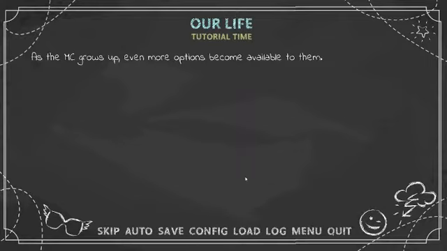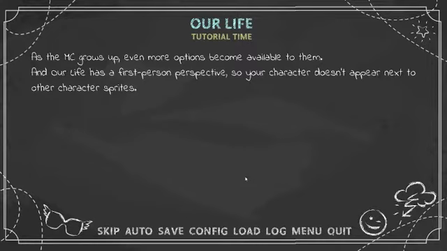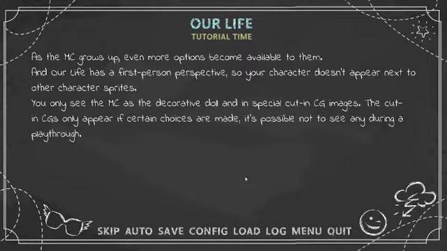As the MC grows up, even more options become available to them. And Our Life has a first-person perspective, so your character doesn't appear next to other characters. You only see the MC as a decorative doll and in special cut-in CG images. The cut-in CGs only appear if certain choices are made. It's possible not to see any during a playthrough.